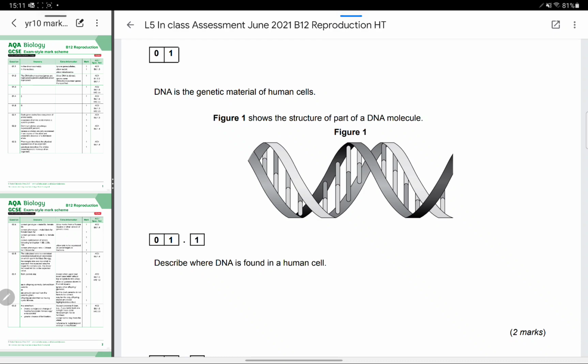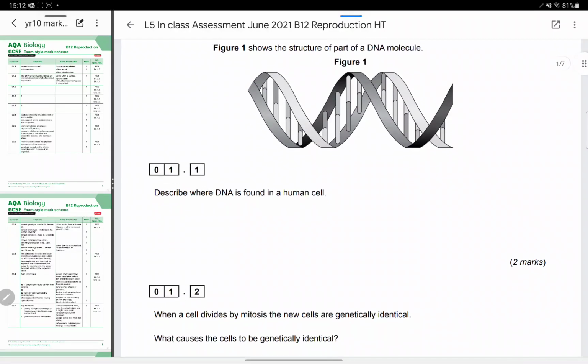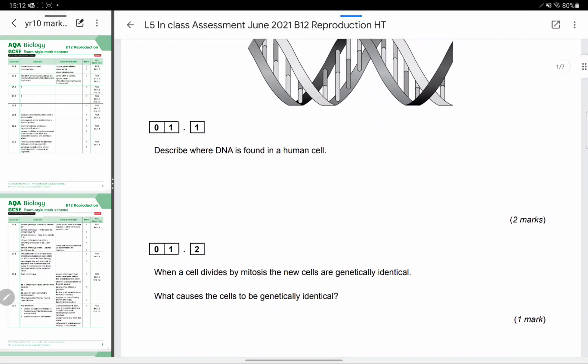Okay. So for the first question, DNA is genetic material of human cells. Describe where DNA is found in a human cell. Well, the first thing to say about this is look at this. It's 2 marks. So a lot of people put nucleus. That's not going to cut it, guys. You're not going to get 2 marks for nucleus. So nucleus is 1, but it's on chromosomes.